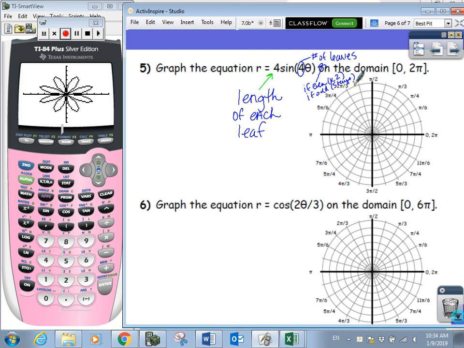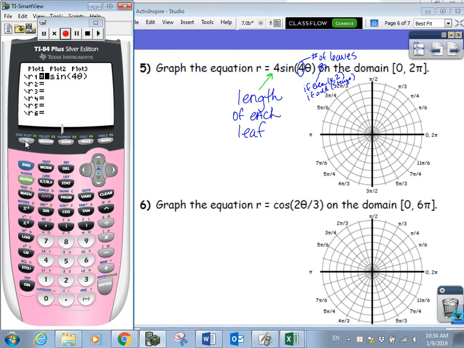So if that was a 3, if I went back to y equals, and let's just say, don't do this, but if I change that to a 3, that means when I graph it, there's going to be 3. But if it's even, you multiply it by 2. So that's just some helpful information to make sure you graphed it right.